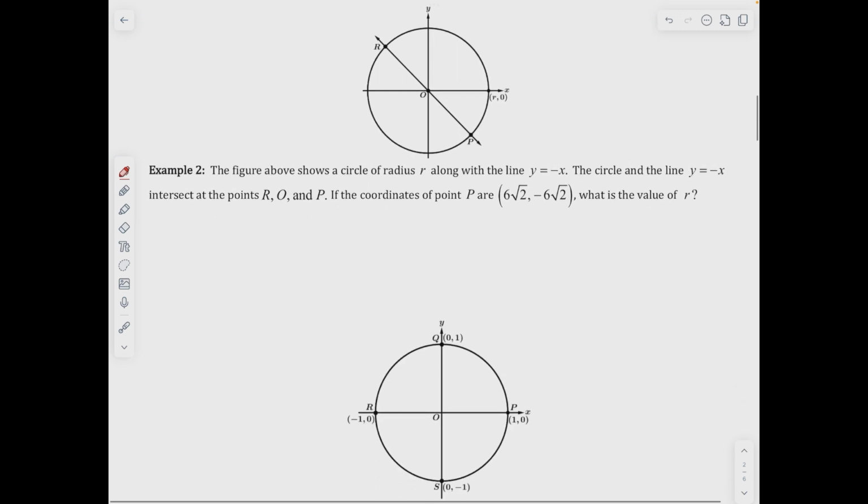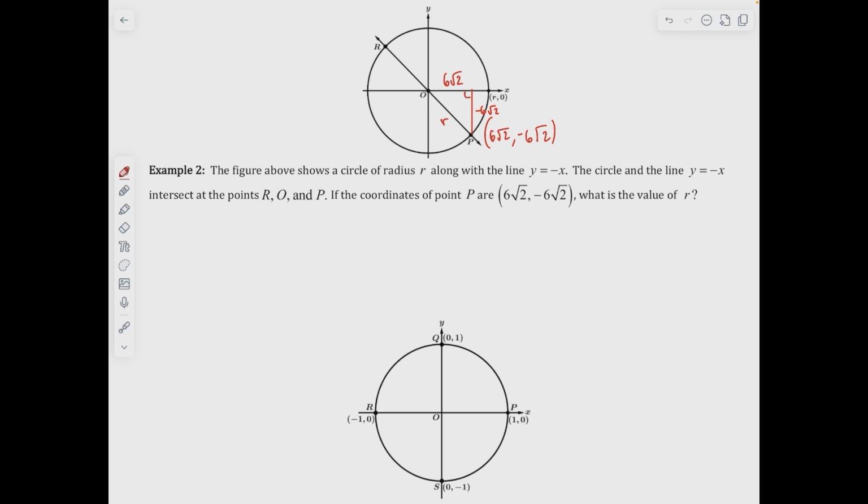Turning the page, example number 2. The figure above shows a circle of radius r along with the line y equals negative x. The circle and the line intersect at the points r, o, and p. If the coordinates of point P are 6 root 2, negative 6 root 2, what is the value of r, the radius? If I make my little triangle here, my horizontal displacement is 6 root 2, my vertical displacement is negative 6 root 2, and my radius is unknown.